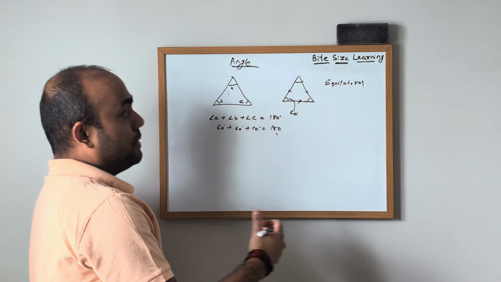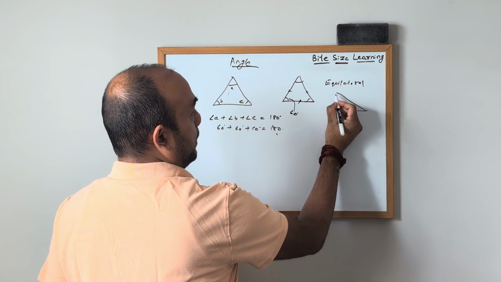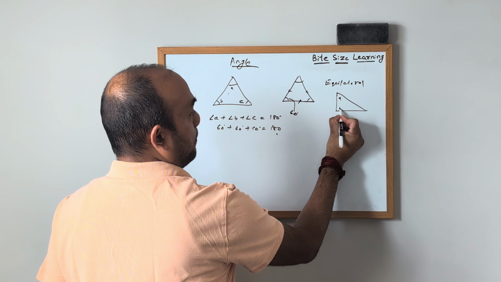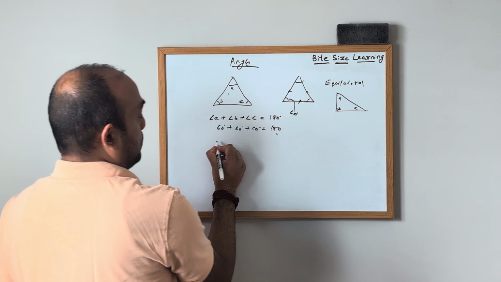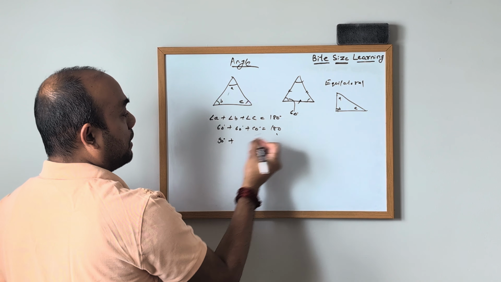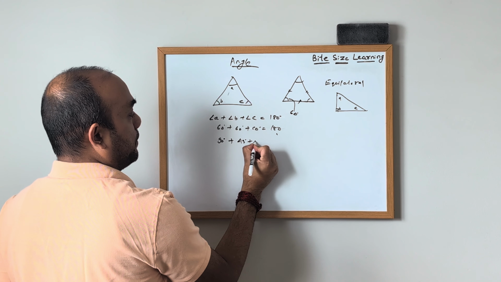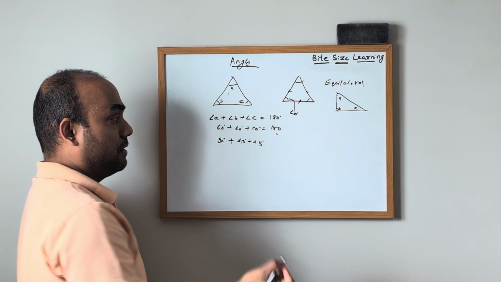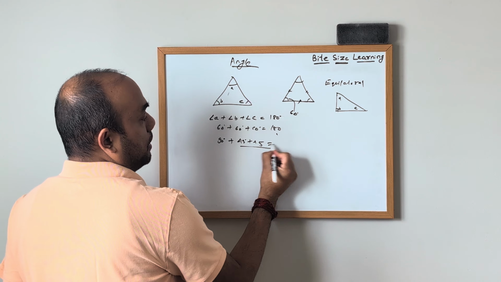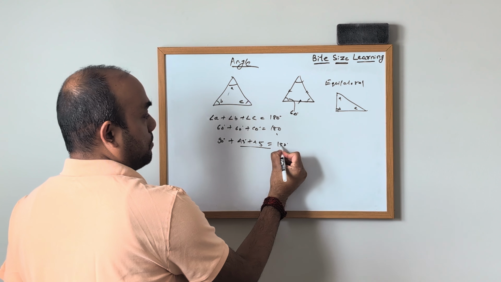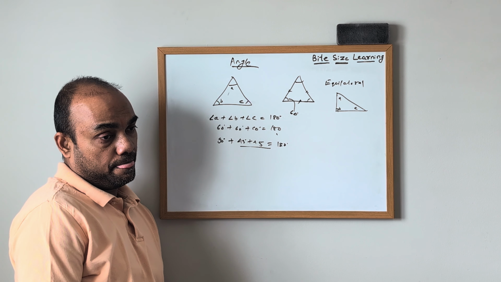All right. Similarly, let's say you have a right angle triangle with angles A, B, and C. This angle is the right angle. The sum of all the angles, so one of the angles will be 90 degrees, another angle may be, let's say, 45 degrees. It is not necessary that the other two angles are equal, but in a right angle triangle also the sum of all the angles is 180 degrees.